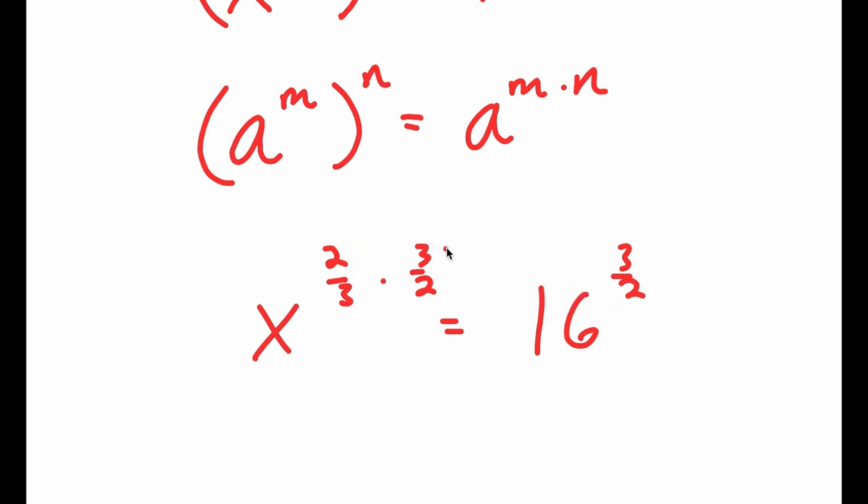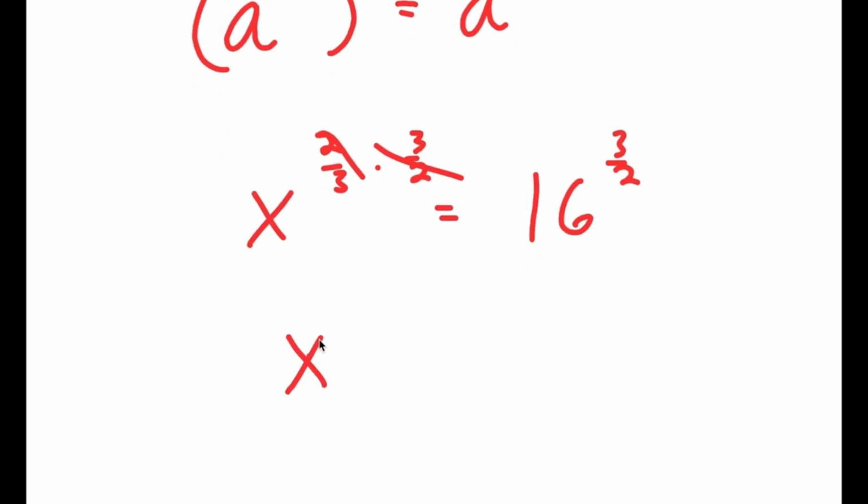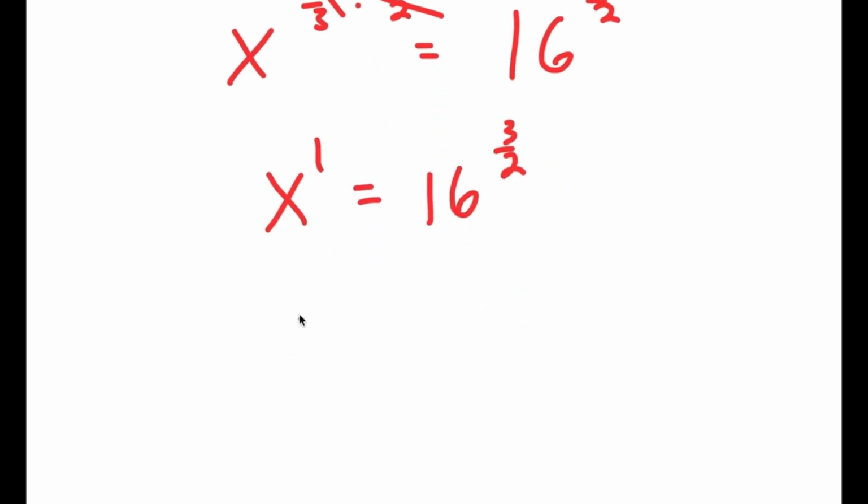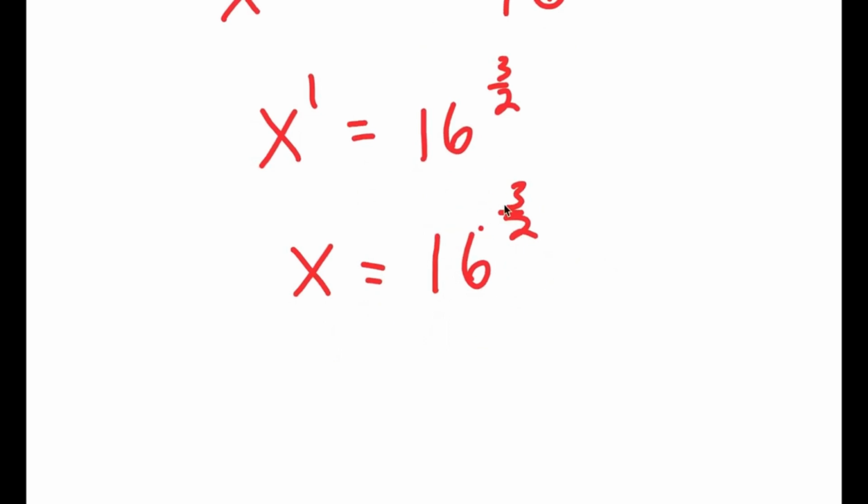Now, 2 over 3 and 3 over 2, these two are reciprocals, so they simply cancel out, leaving me with x to the power of 1 is equal to 16 to the power of 3 over 2. And x to the power of 1 is the same thing as x, so I get x is equal to 16 to the power of 3 over 2. However, we're not done yet, because we still have to simplify this.